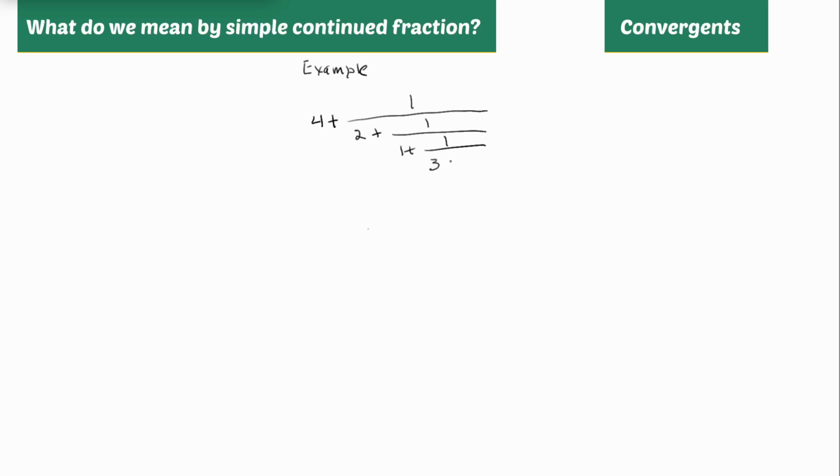The next numbers are 3, then 1. At the end, we have 1 over 2. There isn't another fraction in the denominator. It could continue, but it doesn't in this example.